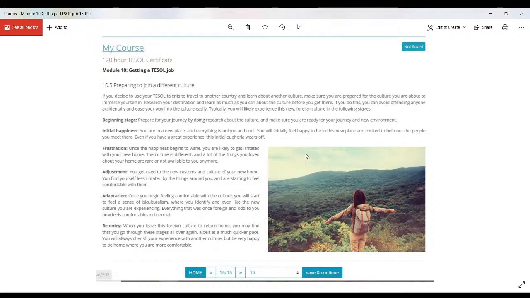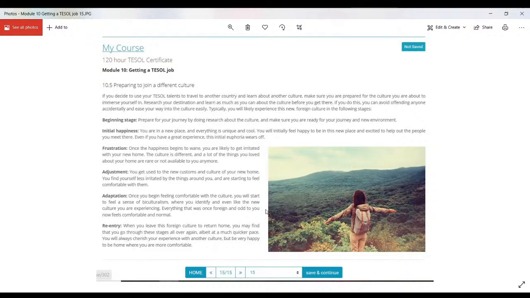Typically, you will likely experience this new foreign culture in the following stages. All right, beginning stage, prepare your journey by doing research about the culture and make sure you are ready for your journey and new environment. Initial happiness, you're in a new place, and everything is unique and cool. You will initially feel happy to be in this new place and excited to help out the people you meet there. Frustration, okay? Ito yung mga kasama talaga, no? Ito yung mga stages. Alright, frustration, adjustment, adaptation, and re-entry.